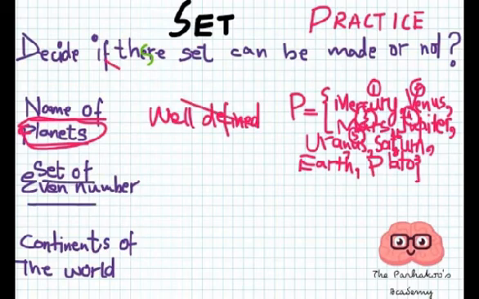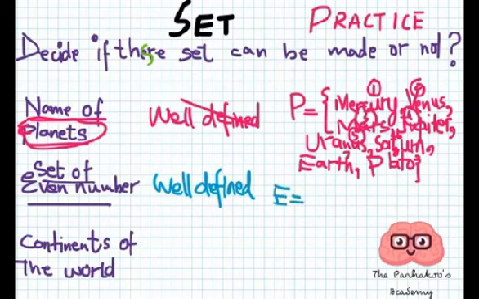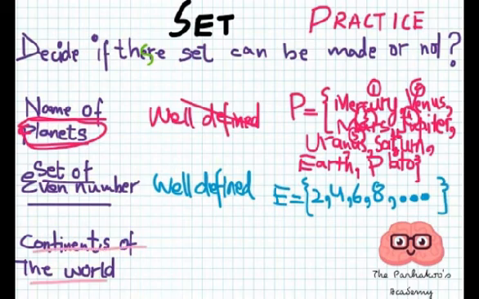Okay, so the set of even numbers. Even numbers are the numbers which are divisible by 2, the numbers which come in the table of 2. It's well defined and can be a set. So even numbers can be represented by E, and 2, 4, 6, 8, they all come in the table of 2, and since we don't know where to end, we can put 3 dots and it shows the continuity.